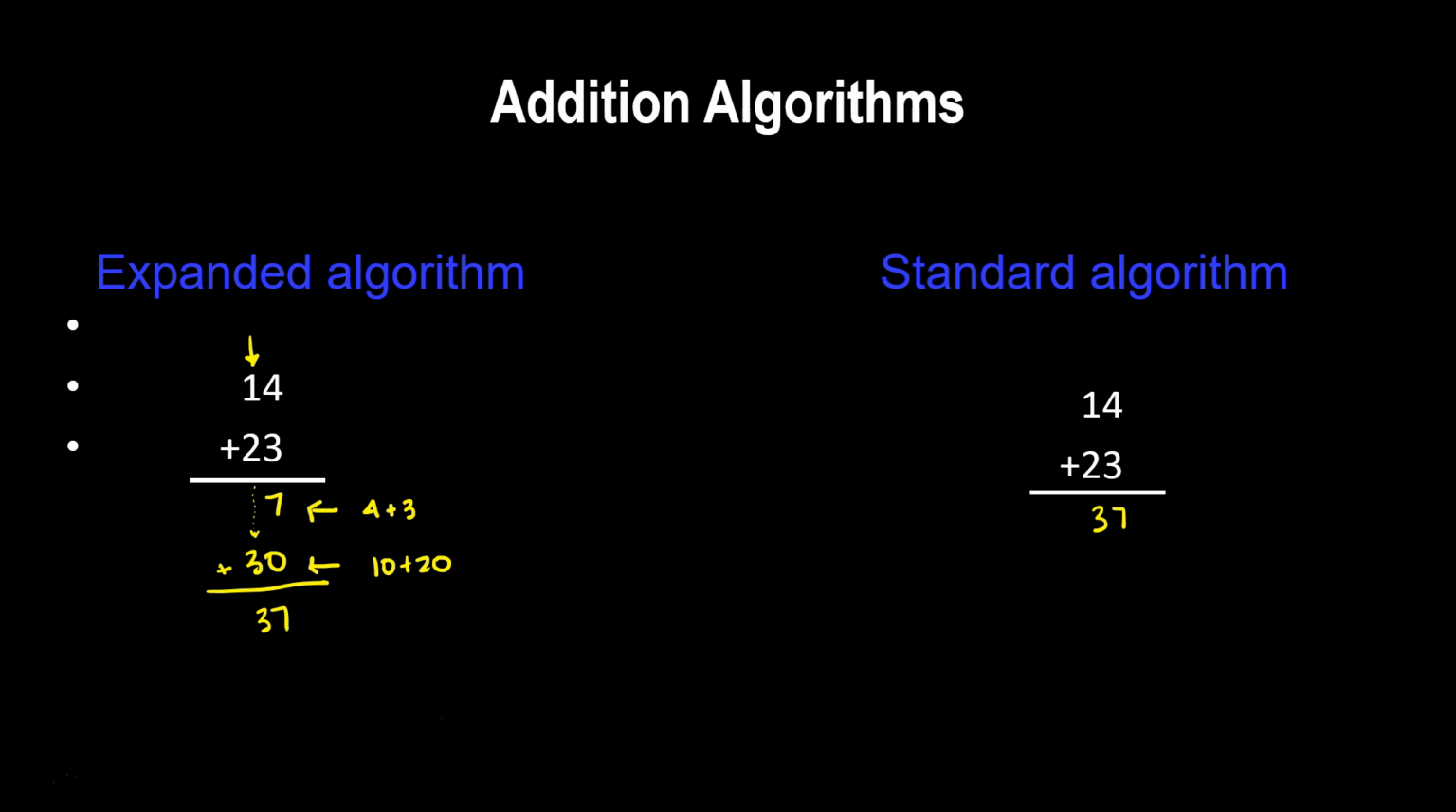The standard algorithm is great because it's quick and efficient. It doesn't take a lot of writing, it doesn't take a lot of space. The expanded algorithm is not quicker, it's not more efficient. In fact, it takes more writing and more space. But the benefit of expanding your addition like this is that you're actually demonstrating that you understand what the 1 and the 2 represent in the tens column.